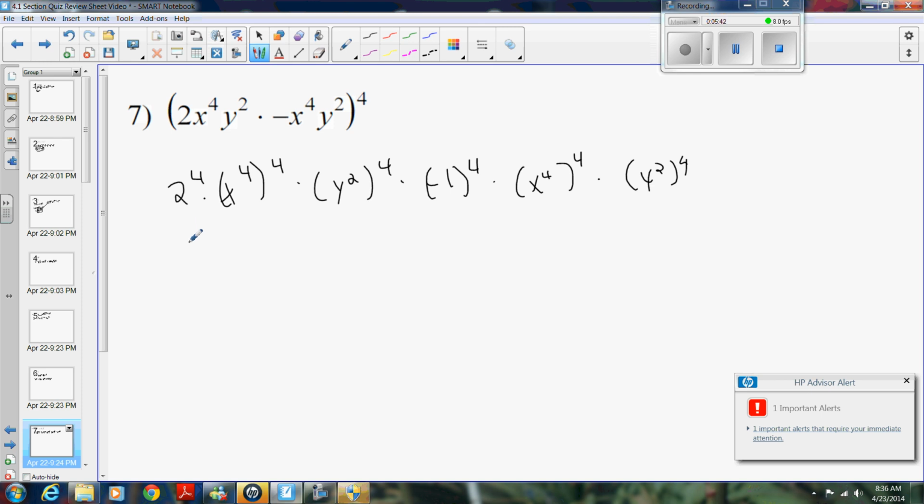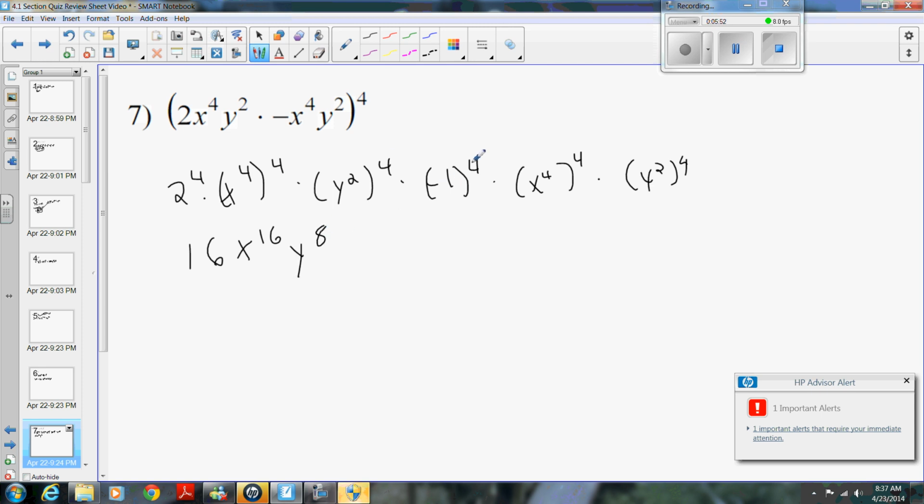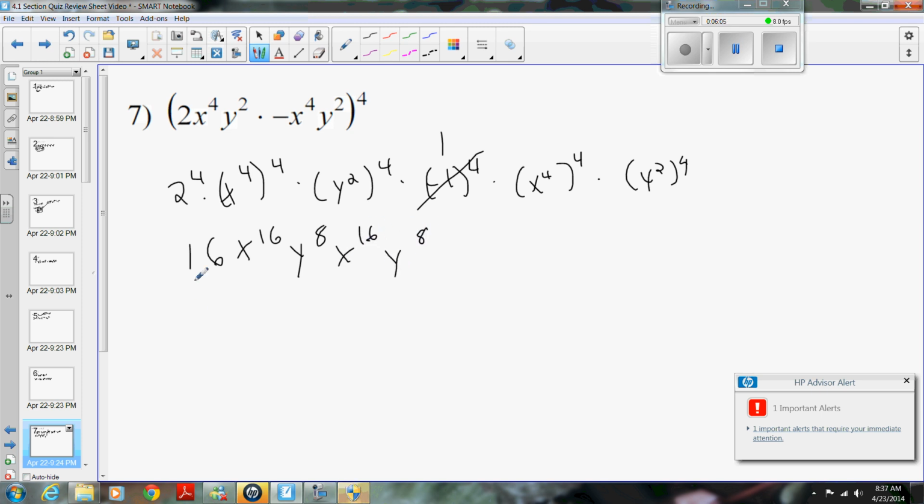Okay, 2 raised to the 4th power is 16. x to the 4th raised to the 4th is x to the 16th, multiplying exponents. All these I'm multiplying. y to the 8th. Negative 1 raised to the 4th power is just simply 1, so I'm just going to cross that out. I'm not going to write it as being times 1. We have another x to the 16th, and then a y to the 8th. So we just combine these y's.